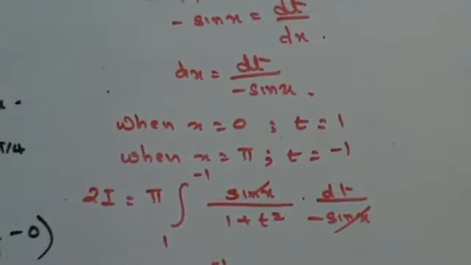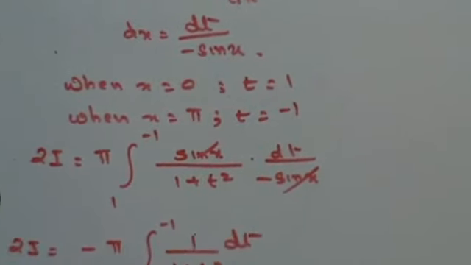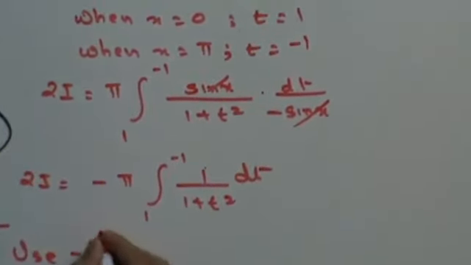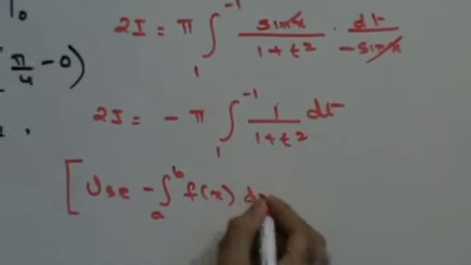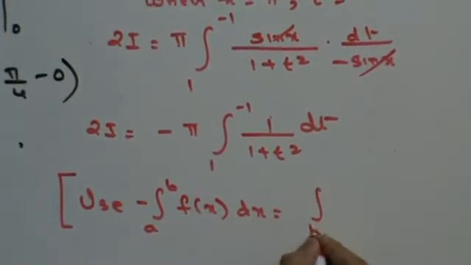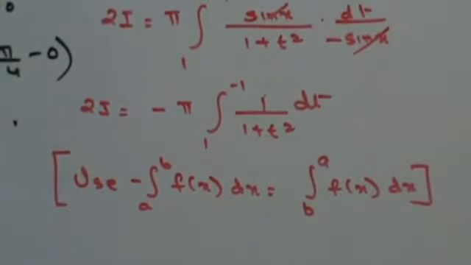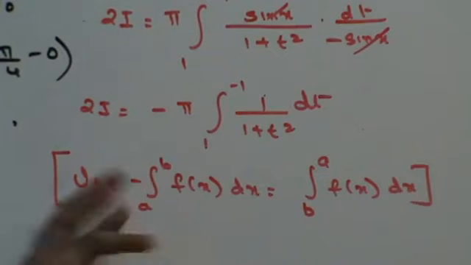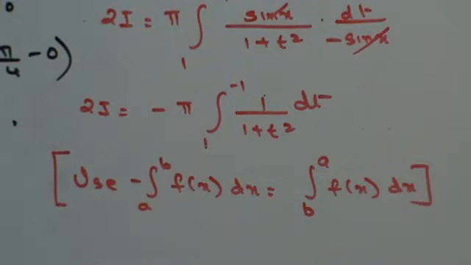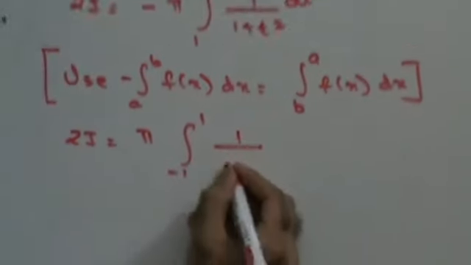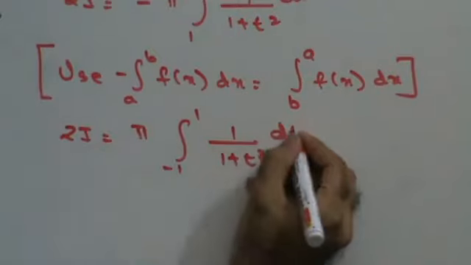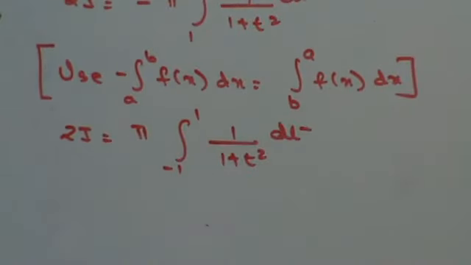In which case you have a formula. If I use the formula, the integral of f of x dx from a to b can be written as minus the integral from b to a of f of x dx. If you have a negative sign, to get rid of the negative sign, you change the positions of the limits. If I use this formula, then I'll get 2I is pi, limit of minus 1 to 1, 1 upon 1 plus t square dt.